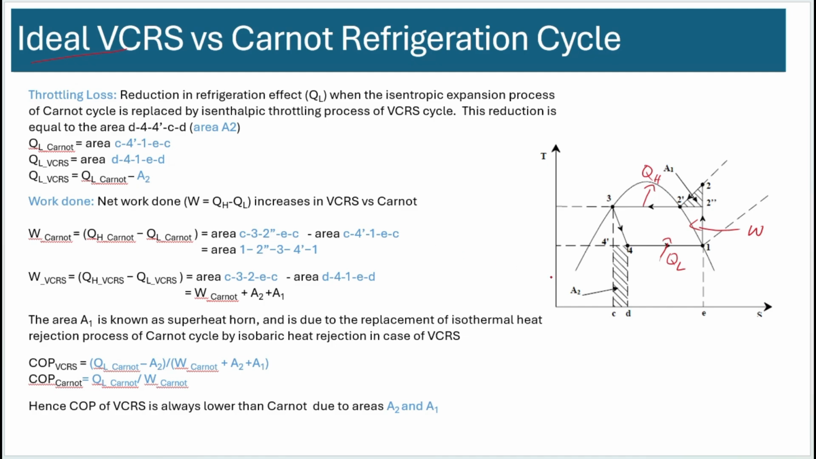For the VCRS, it starts from 4 to 1. It's actually 4 to 1. So it's D, 4, 1, E, D. Okay, so that's a smaller area. So the amount of heat removed in the VCR cycle is less than the amount of heat removed in the Carnot cycle by this much, by this area noted here. So it's always going to be less heat removed. That's because the expansion brings the refrigerant at position 4 prime versus 4. So you're losing some cooling capacity.